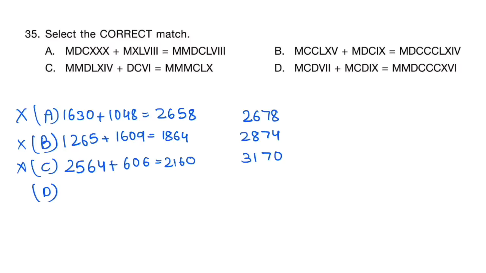D, 1407 plus 1409 is equal to 2816. Yes, the sum is 2816. It is correct. So correct answer is option D.